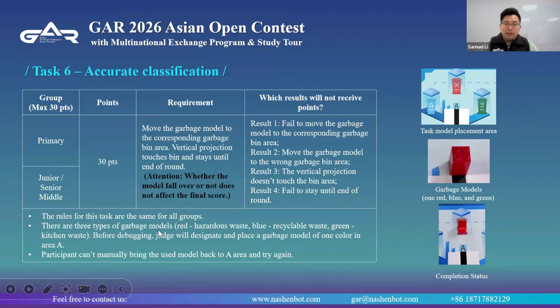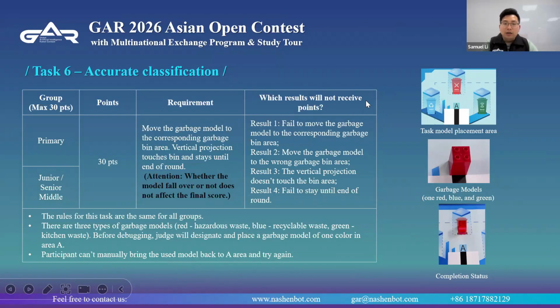There are 3 types of garbage model: the red one, the blue one, and the green one. Before debugging, the judge will appoint and place a garbage model of one color in area A. Here is area A. Participants cannot manually bring the used model back to area A and try again. So when you fail, you cannot put it in area A and try again.